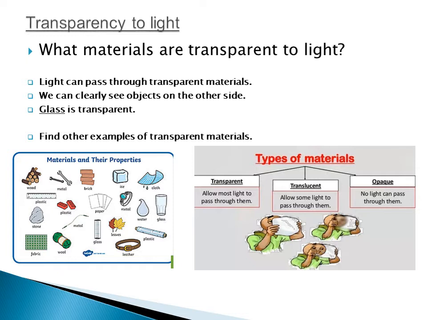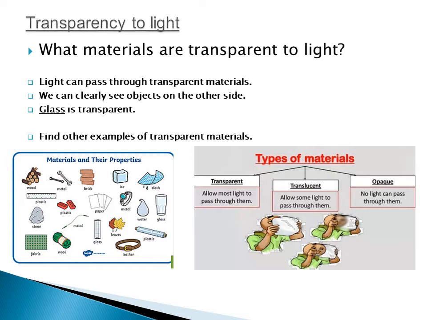Now, when we talk about transparency, there are three types. One is completely transparent, which means completely see-through. It allows light to pass through it and it's totally transparent. Some materials are called translucent. That means they allow some light to pass through. It's not that clear, it's a little blurry. And then there is opaque. That means no light can pass through them.